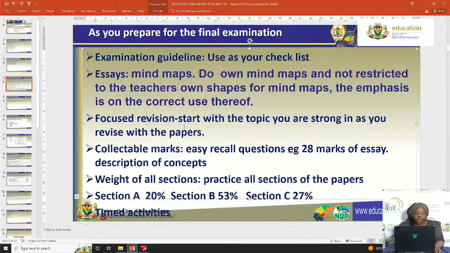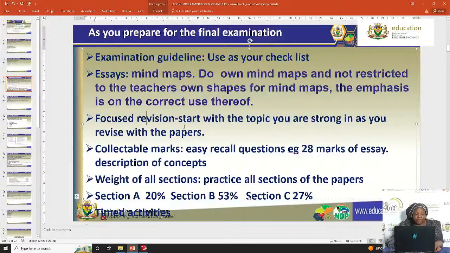We'll now, in a short while, also talk about the different sections and how you approach the different questions. But what is important for now is that you practice your essays because they contribute 20% of the paper. Section B, the 80 marks of the 2 questions that you would have chosen, actually makes up 53% of the paper, and section C, 27% of the paper.